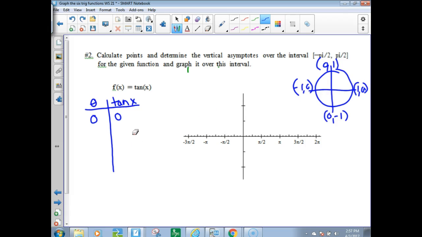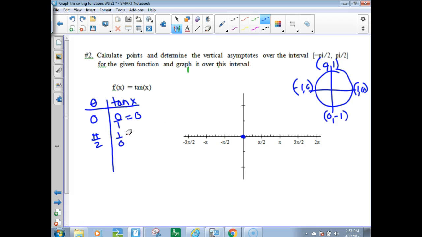Don't write the 0 over 1. If you write 0 over 1, at least simplify it for me. That would be 0. We know that's the point on the graph. Now we're going to go up to pi over 2. That's y over x. Well, that'd be 1 over 0, which I can't do.